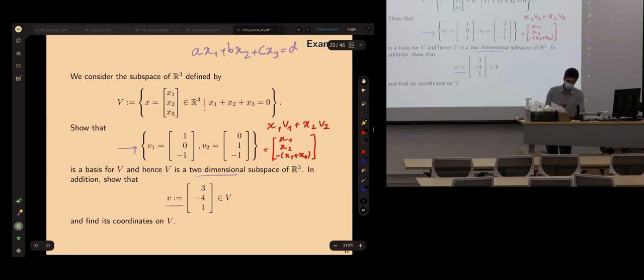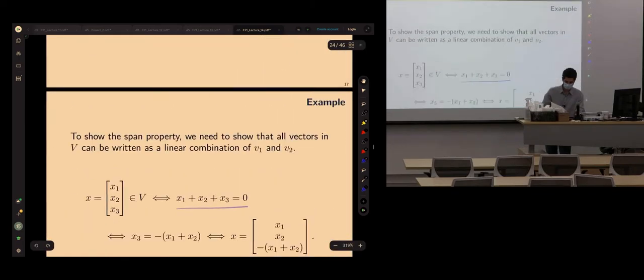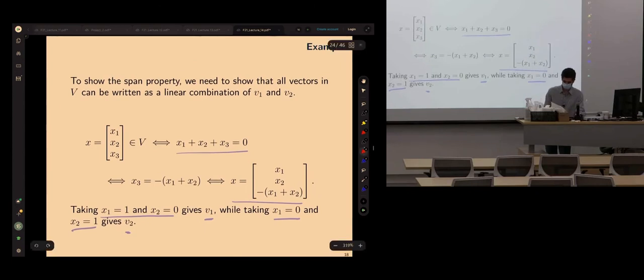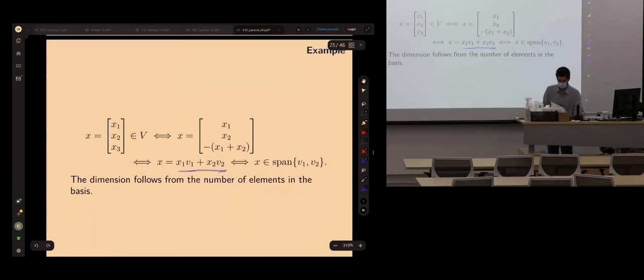To recap, we showed that V1 and V2 belong to the space, and the linear combination is in the general form of any vector in the subspace, which is this. So the dimension follows from the number of elements, which is 2. Right? We have V1, V2, linearly independent, so the dimension of the subspace V is 2. You can use this notation to say that the dimension of V equals 2.